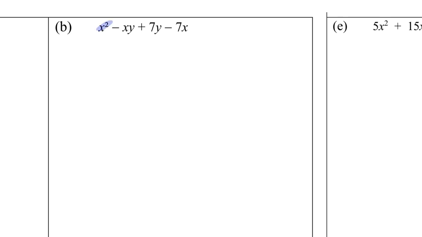Again, Mr. Tan is going to break them out into 2 groups, and after which I'm going to be equals to, in this case, x. And when I take out the variable x, I'm left with x minus y. On the other side, I see a positive 7 as the common factor, and I'm left with y minus x in this case.